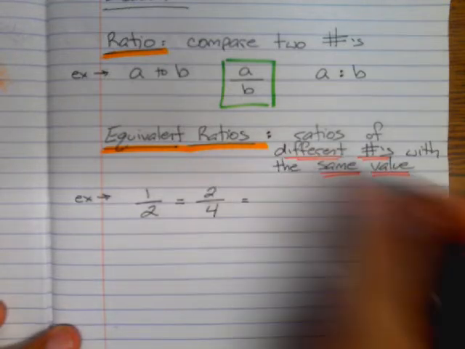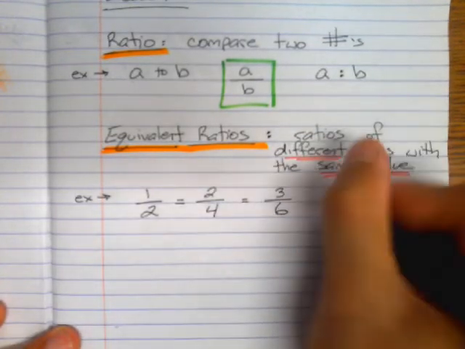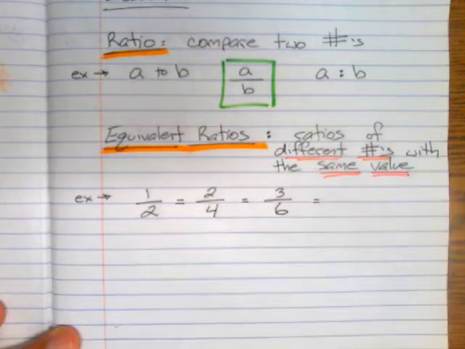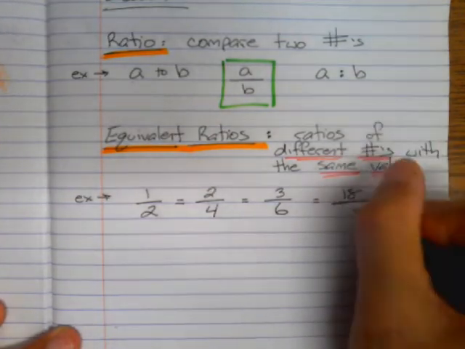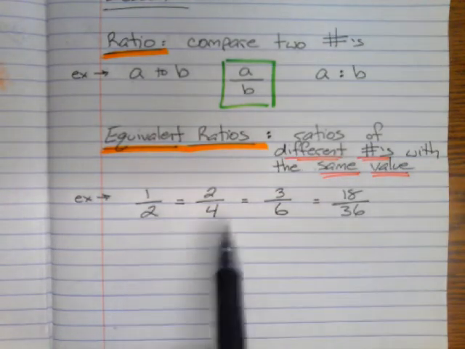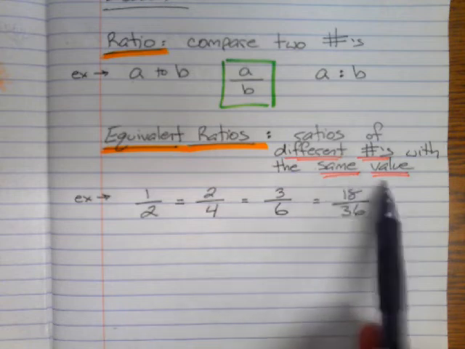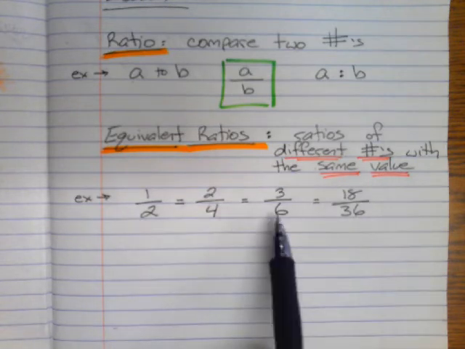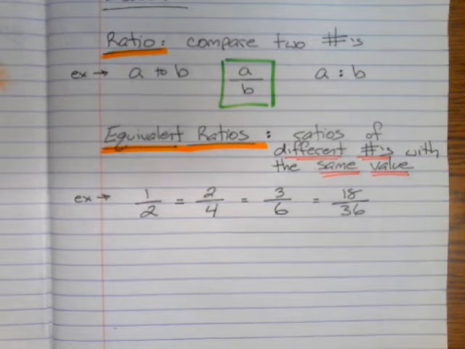We can go on and say, what about 3/6? Those are equal. Or 18/36. 1/2, 1/2, 1/2, 1/2. Same value, but they all have different numbers. Those are called equivalent ratios. All right, so now let's get into rates.